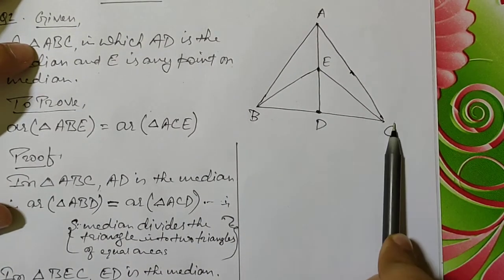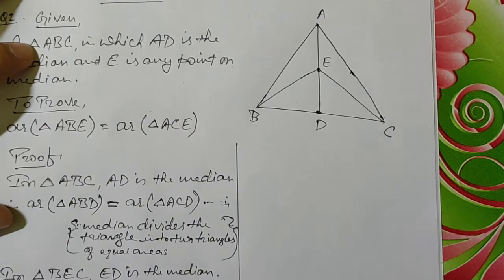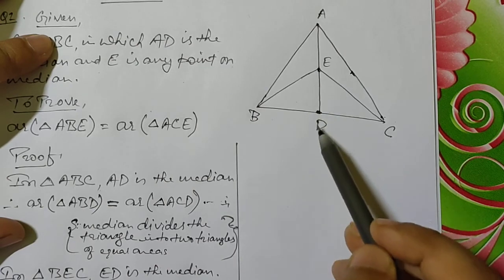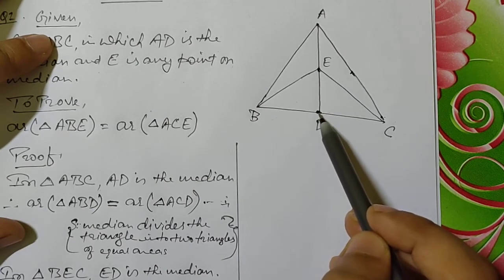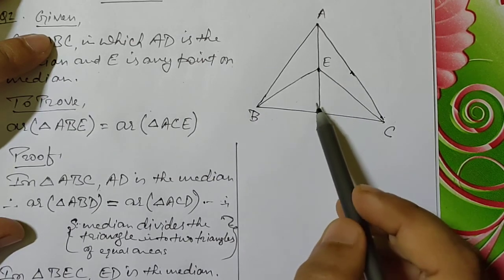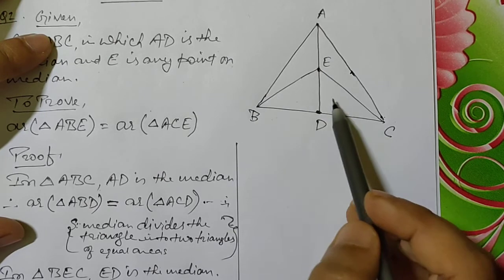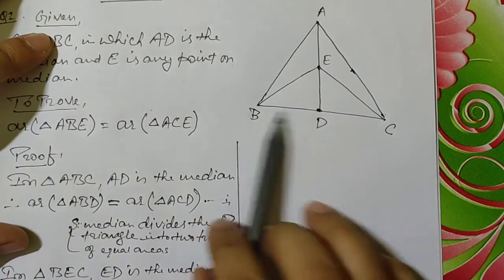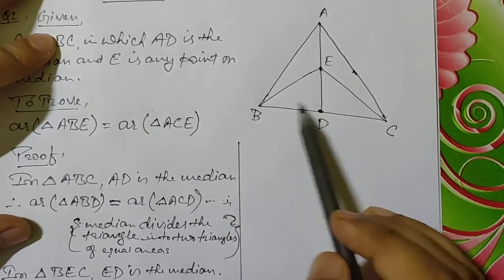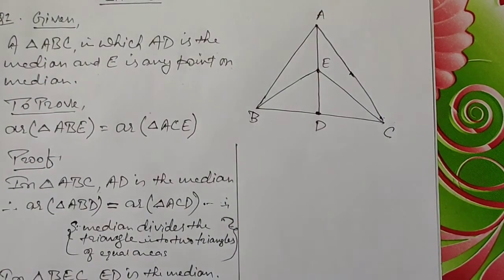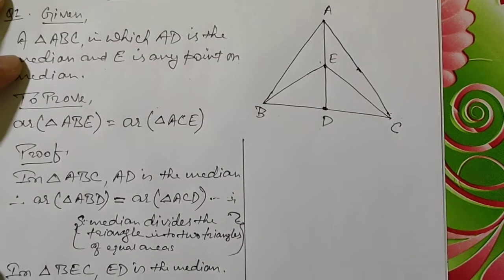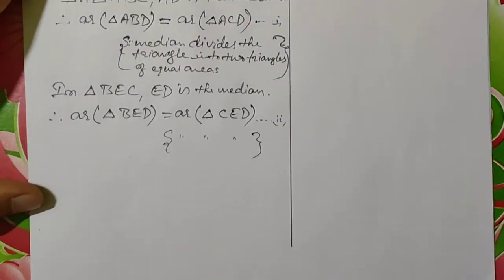So in triangle BEC, ED is the median, obviously, since D is the midpoint, and if we join the midpoint with the opposite vertex, then that line segment is going to be the median. So in triangle BEC, ED is the median, so definitely it will divide triangle BEC into two triangles of equal areas. That only we had used, and we had written area of triangle BED is equal to area of triangle CED. I hope all of you understood this. Okay, now let us move on.